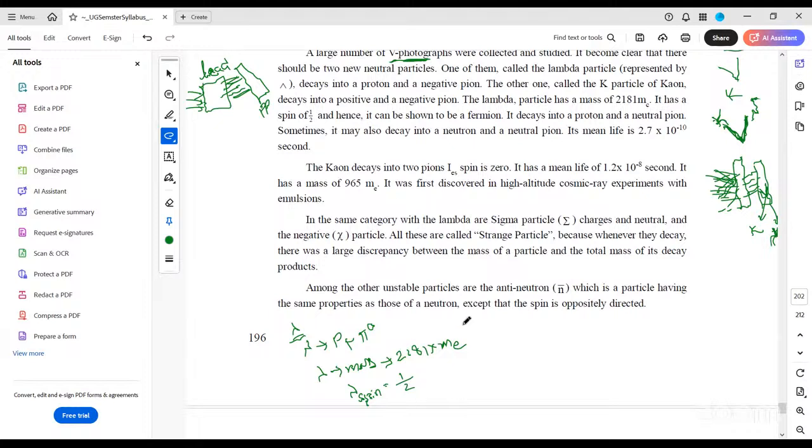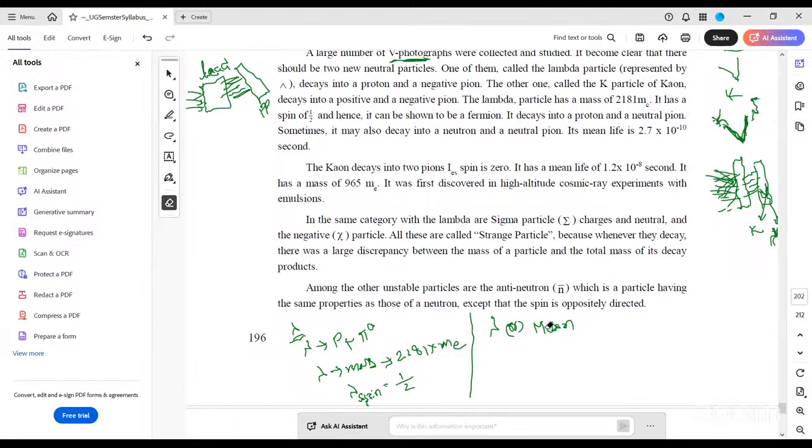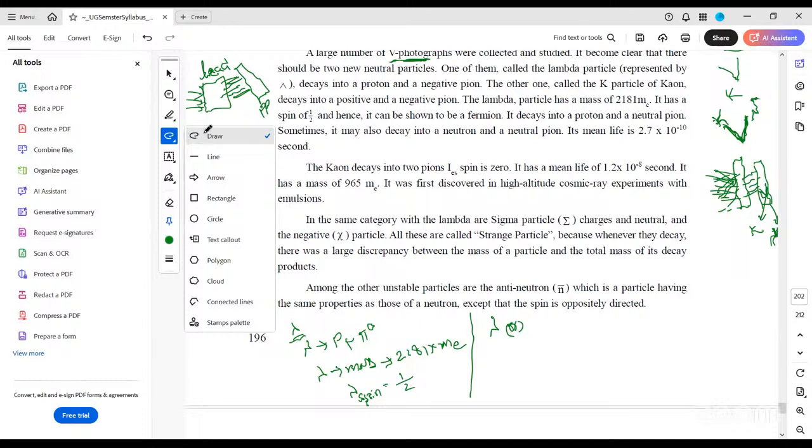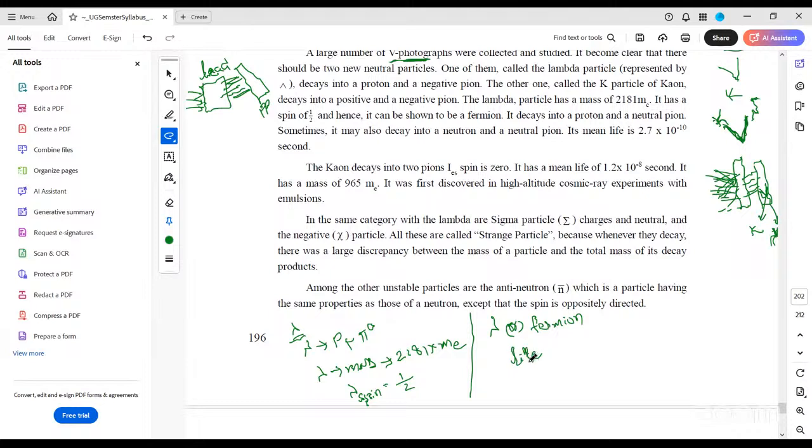Another name for this lambda: we can call it a baryon, or a fermion. And the lifespan of this lambda is 2.7 into 10 to the power of minus 10. This is the lifespan of lambda.